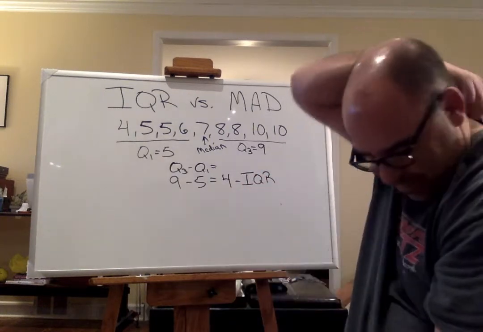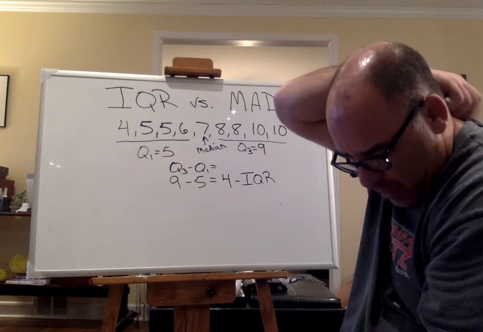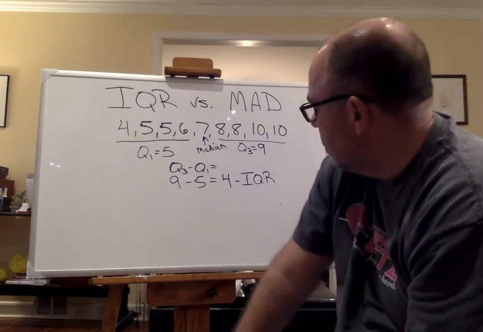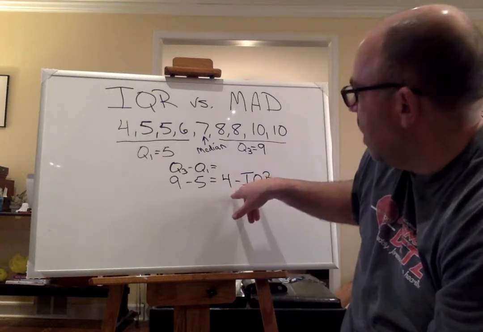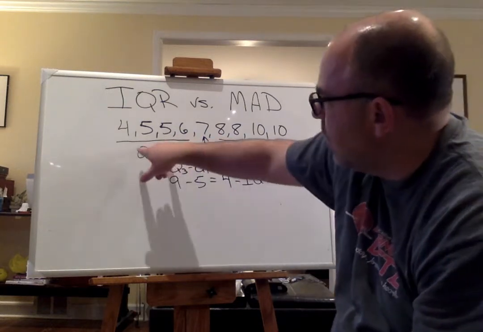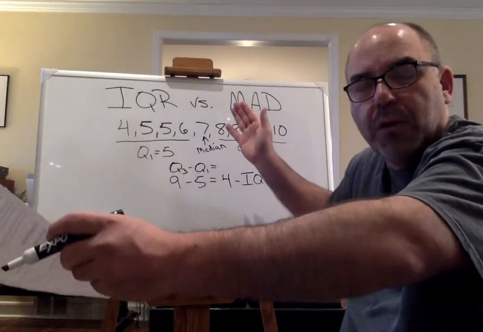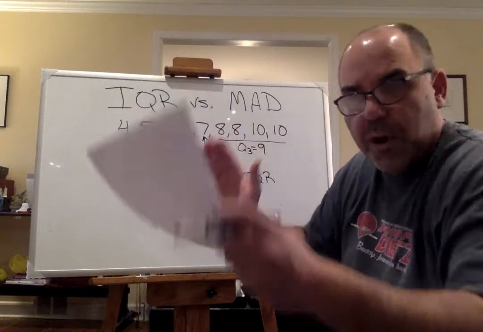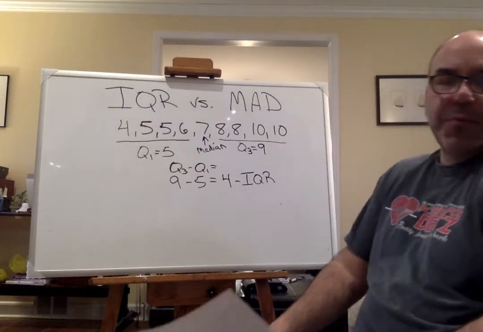Now, what's the difference between interquartile range and the mean absolute deviation? Well, now what we want to do, and again, this is telling me the difference between my 2 middle numbers in my first half of the data and second half of the data. So how far are they spread out? But now let's find the mean absolute deviation.